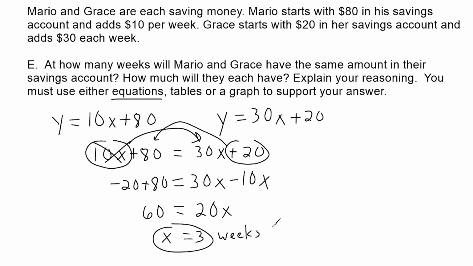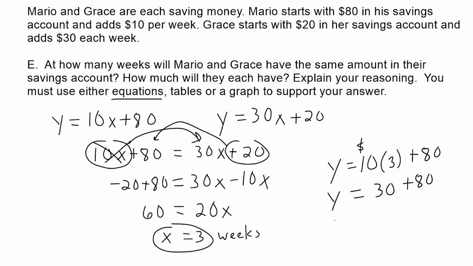Now to figure out how much money that would be, we could take either one of our equations. I'll just take Mario's equation and substitute x, which represents a number of weeks, with 3. So we're going to do $10 a week times 3 weeks plus that $80 that he started with. And that would give us, at this point, $30 plus 80, which is a grand total of $110. So what we would say is, after 3 weeks, both Grace and Mario would have $110.